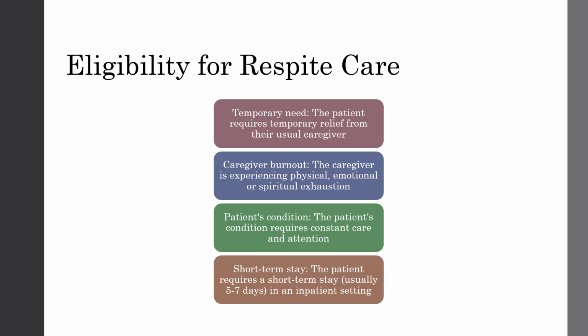The caregiver may be experiencing physical, emotional, or spiritual exhaustion. The patient's condition may require constant care, such as in the case of a crisis. The patient may require a short-term stay, typically 5 days, in an inpatient setting. Medicare typically defines respite care as 5 days per benefit period per patient. The patient or caregiver may apply for an additional couple of days, typically 5 to 7 days, in an inpatient setting. Respite care is typically provided in a skilled nursing or assisted living facility.